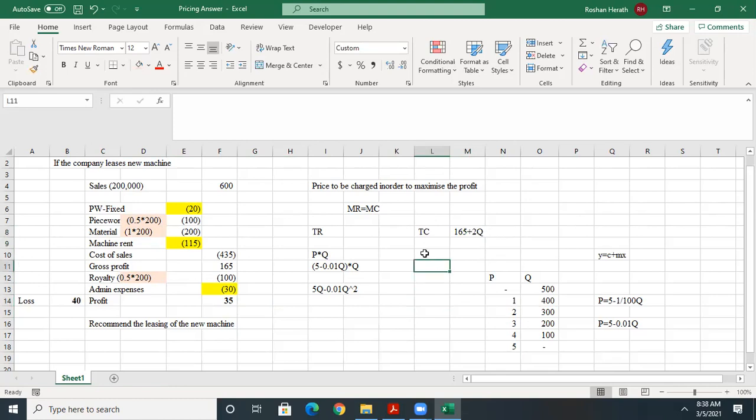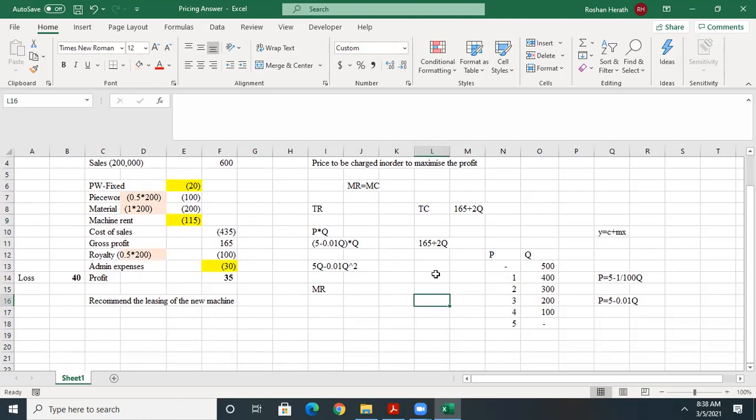So now you have the total revenue and total cost. Now how are you supposed to derive the marginal revenue? If you have the total revenue function, using the mathematics that you learned in your first year, you can derive the marginal revenue. If you apply differentiation to the total revenue, you can get the marginal revenue.